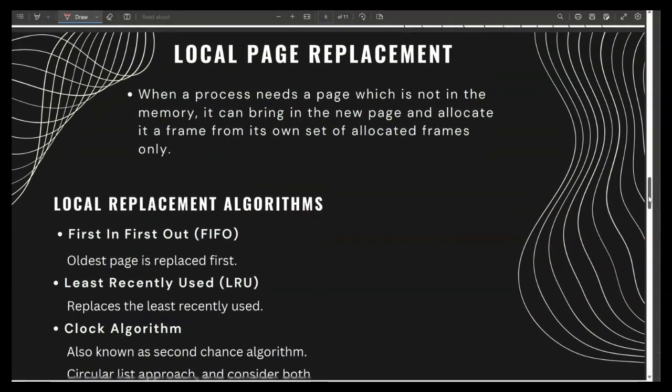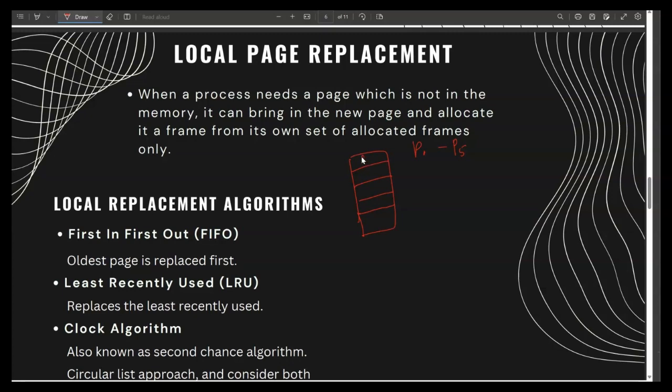Page replacement is of two types, local page replacement and global page replacement. In local page replacement, when a process needs a page which is not in memory, it can bring in the new page and allocate it a frame from its own set of allocated frames only. In the main memory, there are certain frames allocated for certain processes.